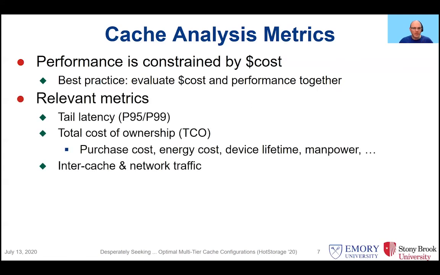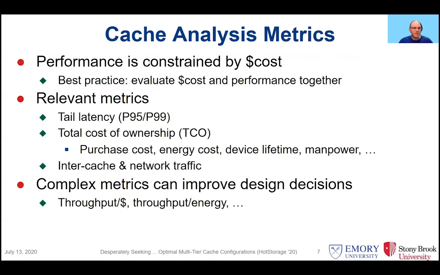Storage research has been trending towards the analysis of more application-specific metrics as opposed to raw performance. Tail latency is an important quality of service metric for cloud and web services, as well as at the hardware level. Total cost of ownership is a comprehensive metric that considers everything that contributes to capital and operational expenditures, and intercache and network traffic can be used to detect congestion between tiers of cache that cause bottlenecks in a system.